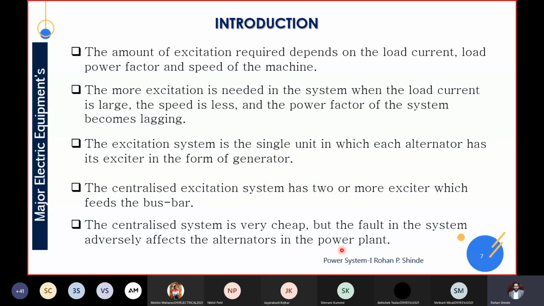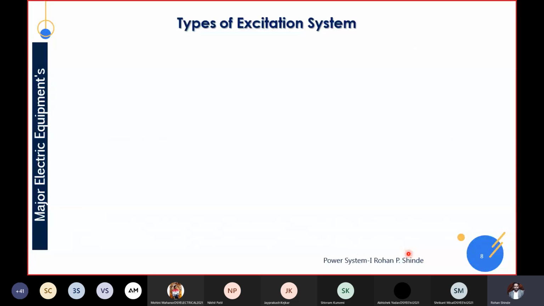Suppose in any power station, two alternators are there. Instead of using separate exciters, if we use the centralized excitation system, it becomes cheap. Instead of using two excitation systems, we use only one, so the cost will decrease. But this central excitation system has a disadvantage: if a fault occurs in the system, it will adversely affect the alternators and the transformer in the power station.